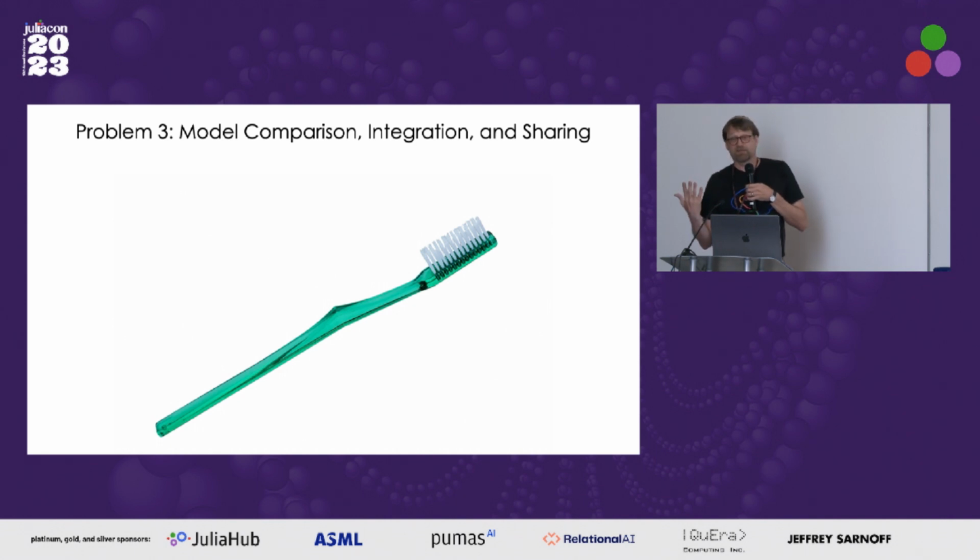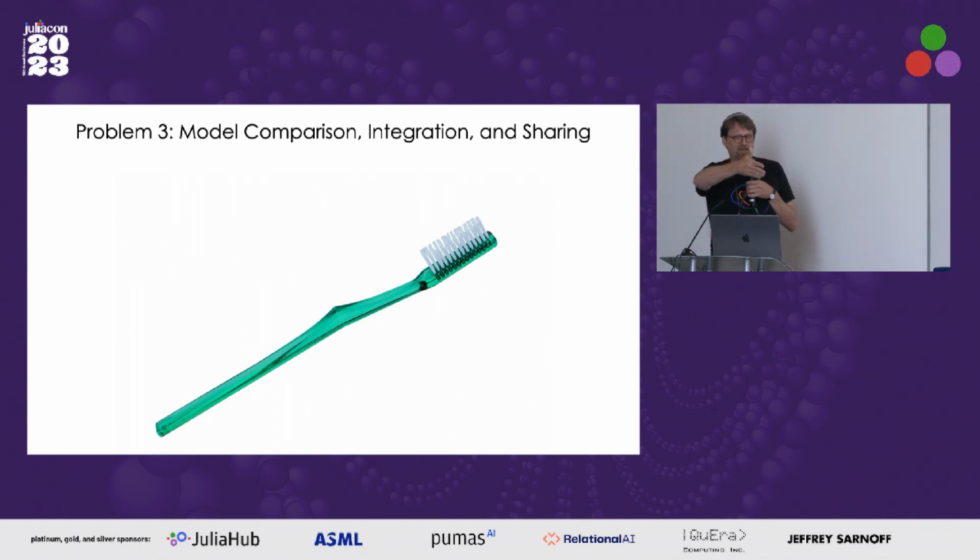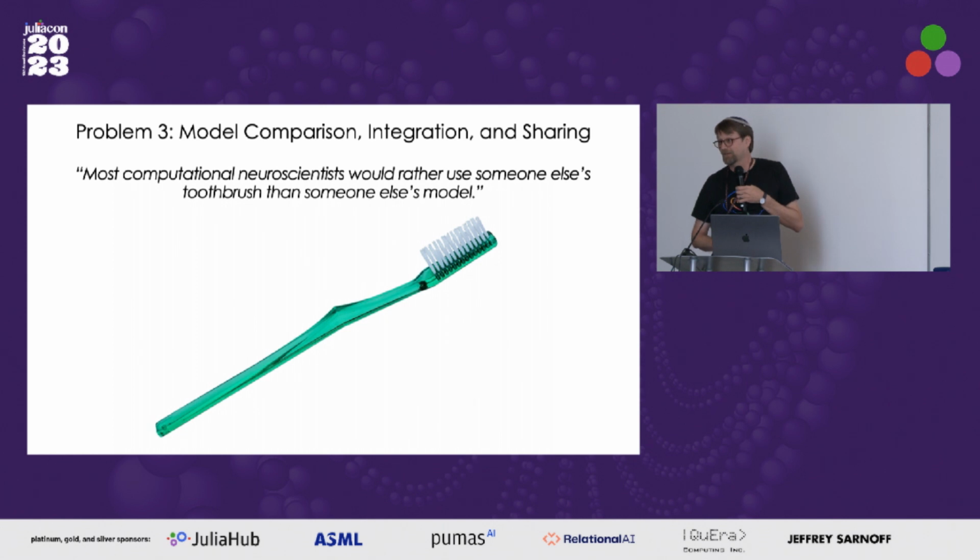So, model comparison, right? If you have a model for an amygdala, and you have another one, we want to see which one is better. Integration is a big problem in computational neuroscience. Somebody has a model, and it doesn't integrate with any other model. If you have an amygdala and I have a thalamus, we can't talk to each other. And sharing, there's a nice quote about sharing among neuroscientists.